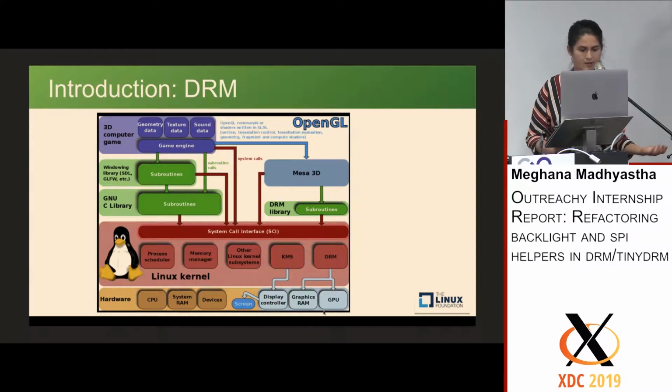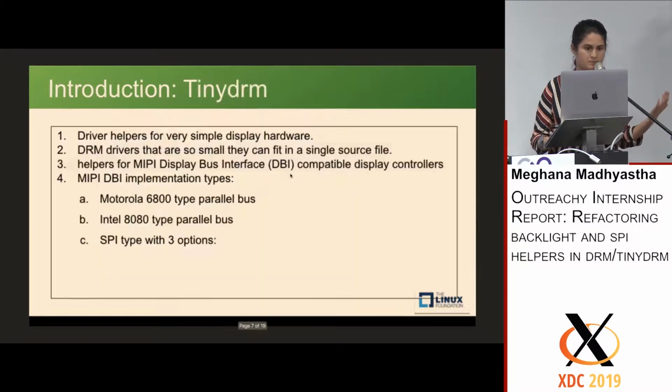So this is just a diagram. At the lowest level, you have hardware, CPU, RAM, etc. And then you have the Linux kernel, and the DRM subsystem lies in between the Linux kernel and other applications.